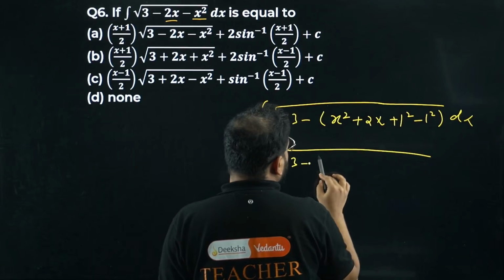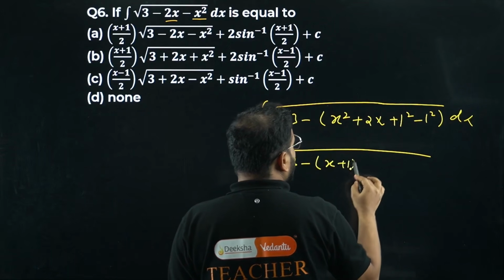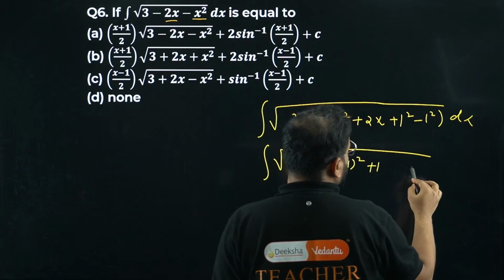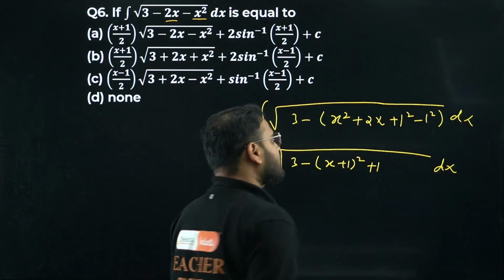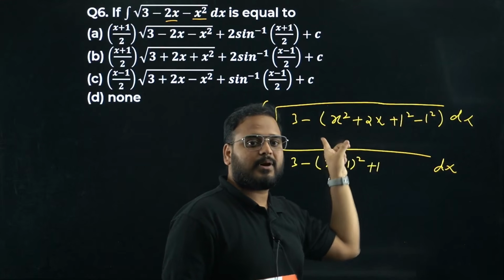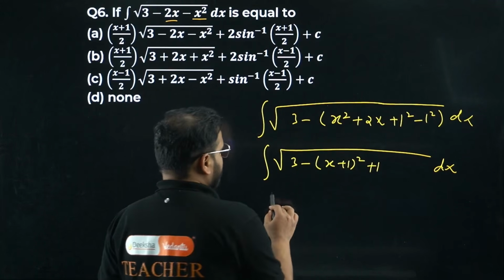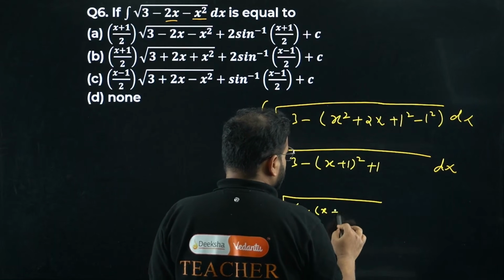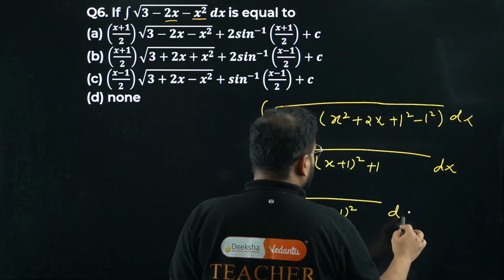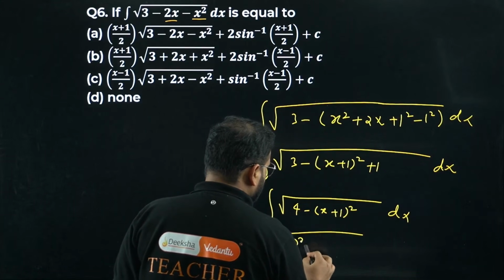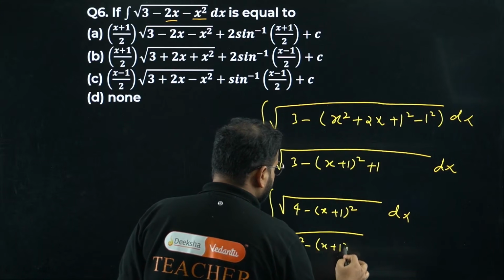I'm getting 3 here minus x plus 1 the whole square. Then minus 1 as well. So plus 1 here. Of course, we'll have a dx. How come? Minus 1 with this minus sign will become plus. So I'll end up with the integration of 4 minus x plus 1 the whole square dx, that is 2 square minus x plus 1 the whole square dx.